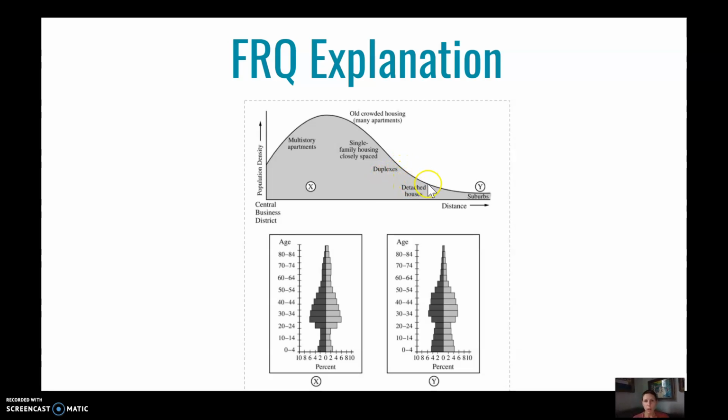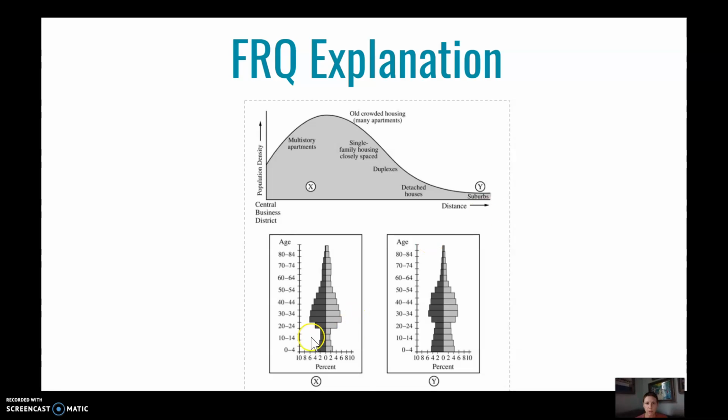and then the further we get from the CBD, not only is our population density much smaller, as you can see as this curve goes down, that means population density is decreasing, but also we have some detached houses like the ones I bet you guys live in, and then we get all the way out to the suburbs where the population density is even lower.